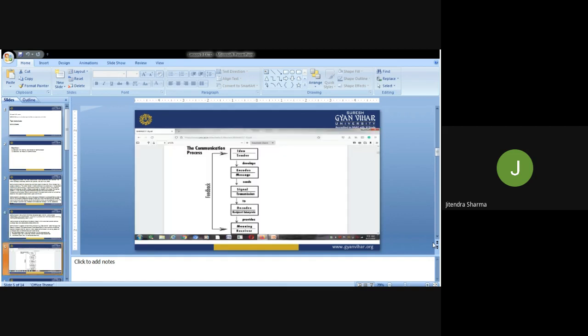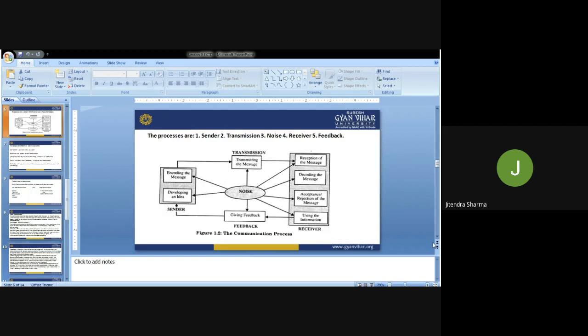Now the process of communication is very good, and it is to be understood that the components are sender, transmission, noise, receiver, and feedback. In this way, the entire communication process: the sender develops an idea, encodes the message, and then transmits the message, and in between we have noises.